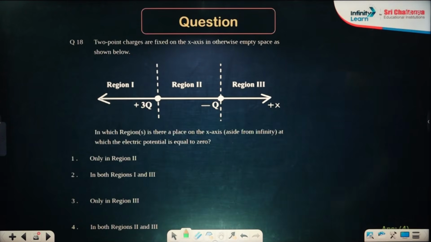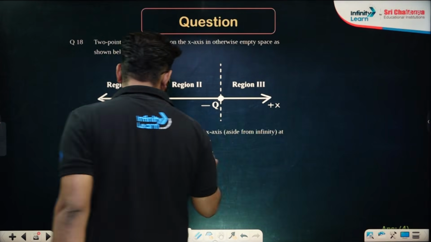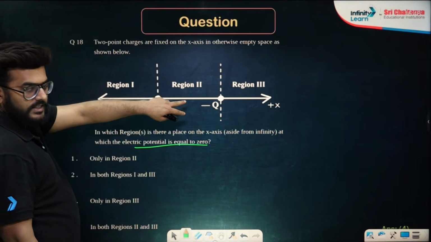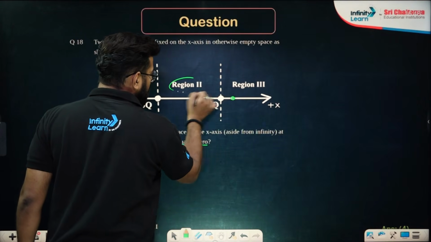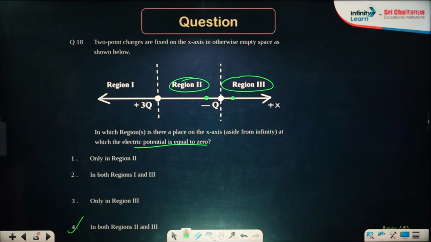Two point charges are fixed on the x-axis, and we want the point where the electric potential is equal to 0. See, this is a charge of lower magnitude. That means the point where electric potential is 0 should be closer to it. So it can lie over here, it can lie over here. That means region 2 and region 3. Region 2 and region 3, option number 4.